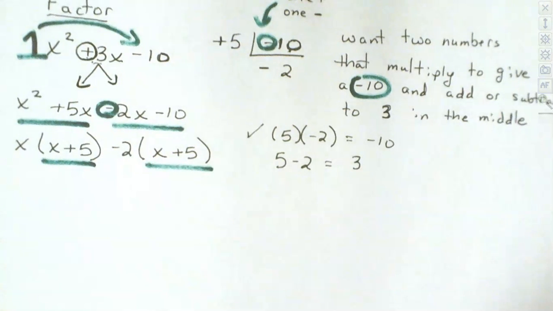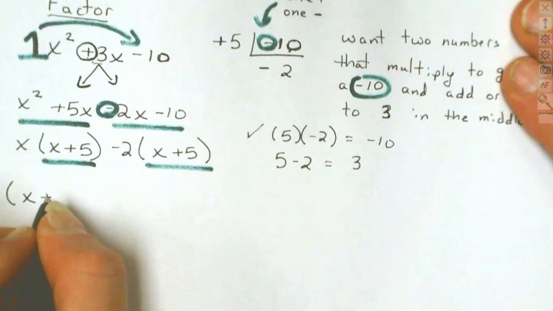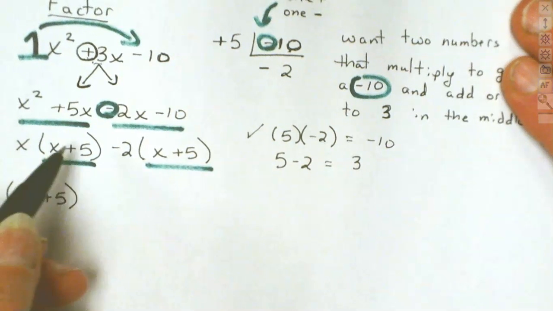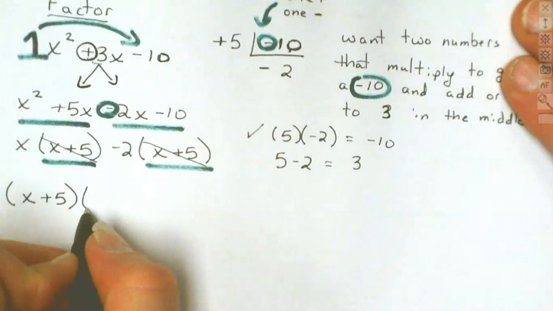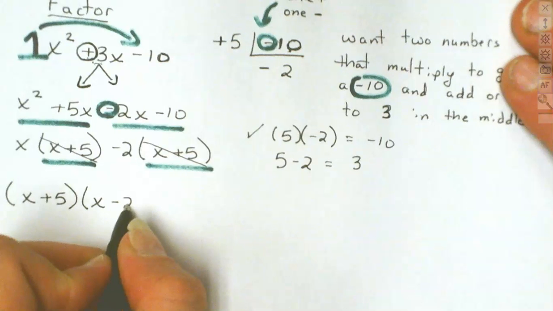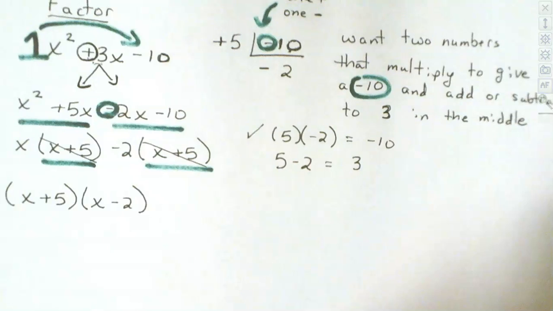Yes, these are the same. So that's going to come out as an x plus 5 out in front. Gone and gone. And what's left over? X minus 2. That is your fully factored form.